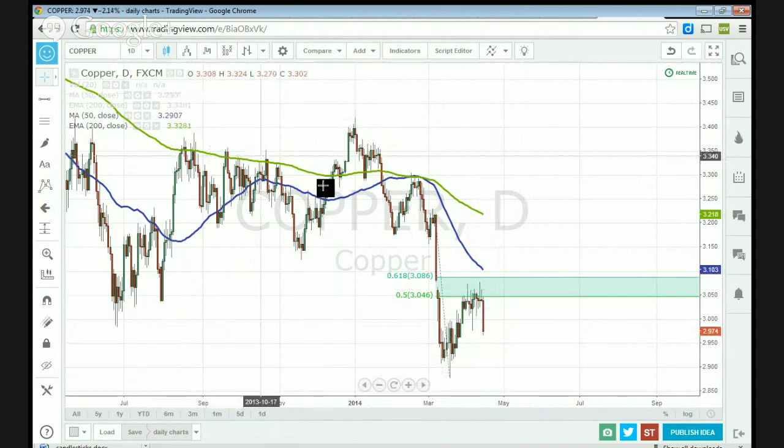Something to consider. The way I would trade this, if I was trading it, is I would still look for a pullback to this level here. I don't know if I'd get it because it's a really big red candle, but I'd look to short at $3.